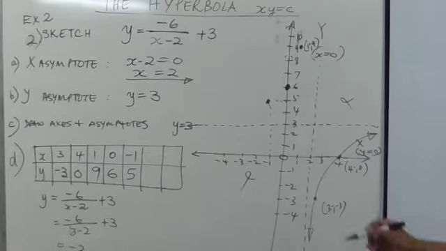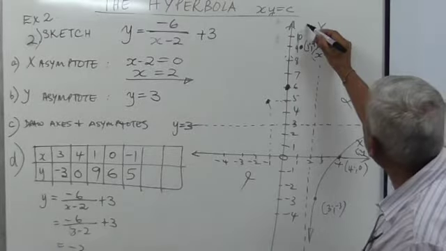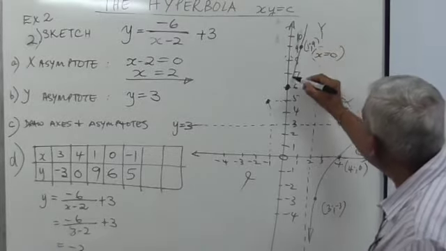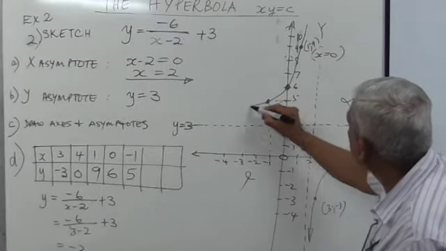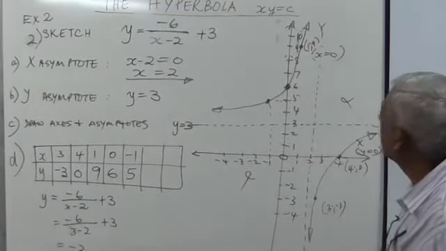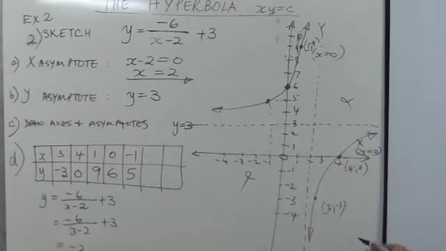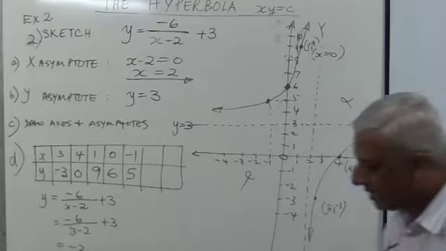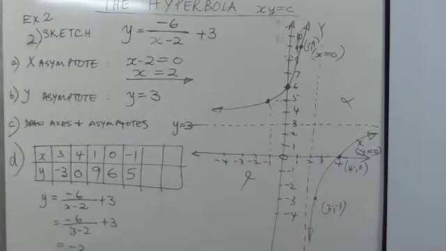So we got an idea of how the graph is going. The graph is going from here, down there, this way, up that way. Alright, so there's your graph. It is drawn, and you can have a good look at it.